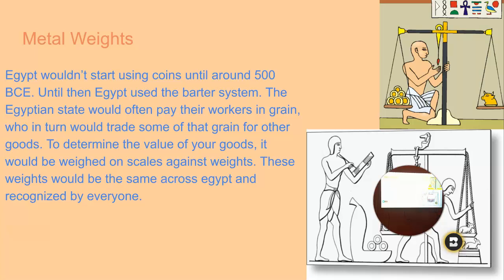If you were in Thebes, if you were in Memphis, wherever you were, if you went to one of these weigh stations, the weights would be exactly the same, and they would have to check those weights every year to make sure that they were accurate. And that's why people could trust them. Now, honestly, we kind of do the same thing even today.